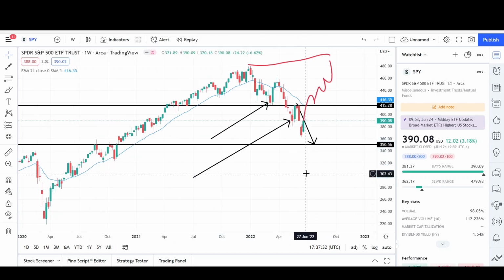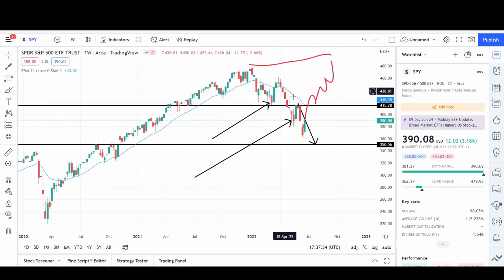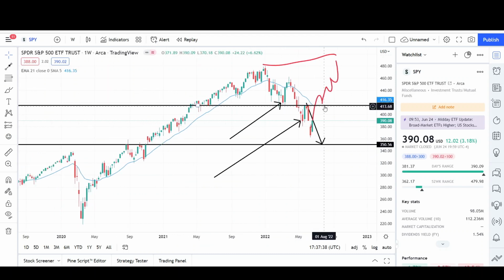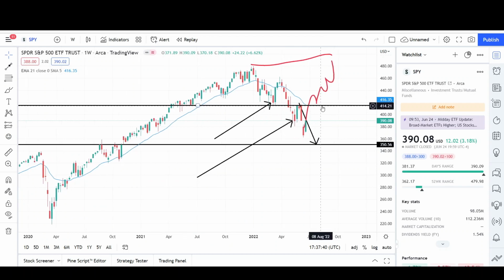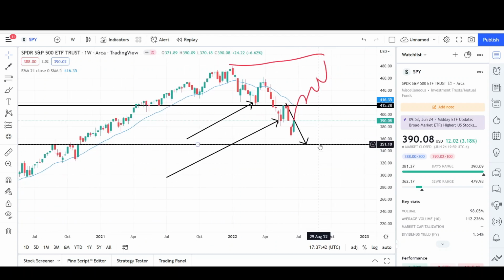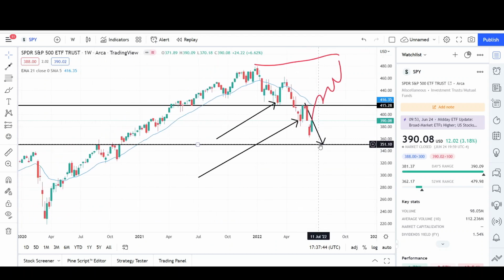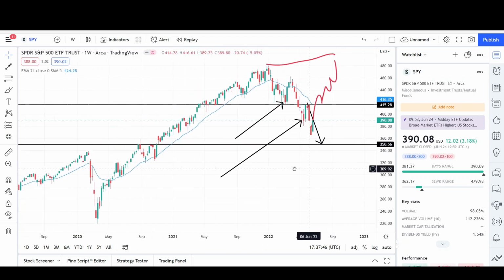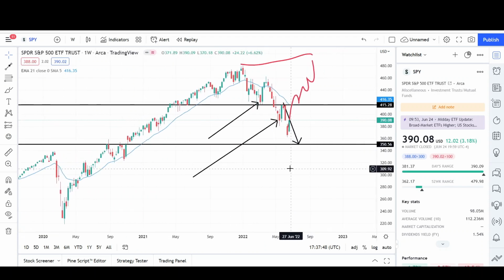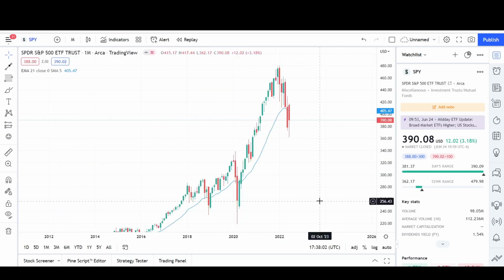I still think there's a lot of reasons why prices should continue at least a little bit lower. So if we get rejected from these higher levels that I predict, then we're probably going to continue down, working lower to this 350 level. So that's everything I see on the weekly chart. Let me show you guys one more chart, which is the monthly, and then we can wrap it up.